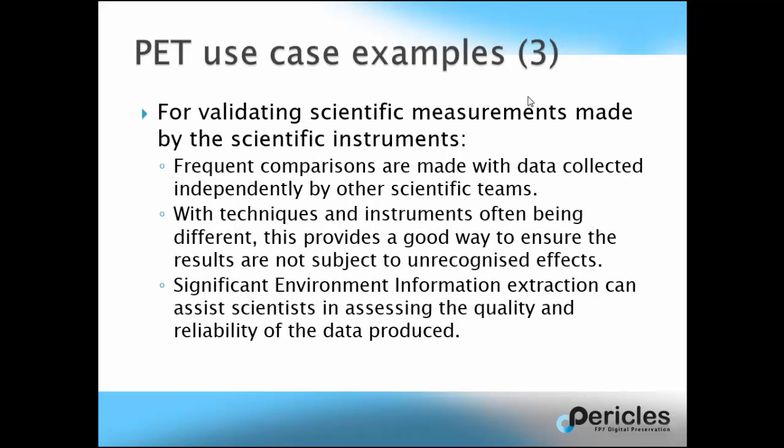The third example exemplifies how PET could be applied to the validation of scientific measurements made by scientific instruments. In this scenario, frequent comparisons are made with the data collected independently by other scientific teams. Often the techniques and instruments are different between teams, and this metadata provides a way to ensure the results are not subject to unrecognized effects caused by the different experimental methods used.